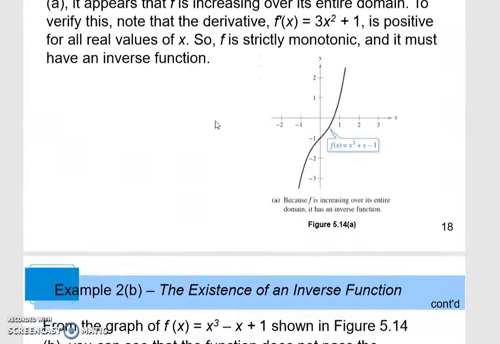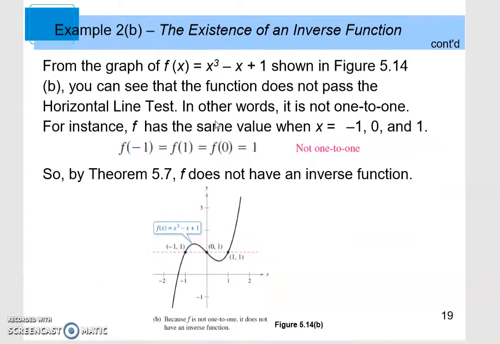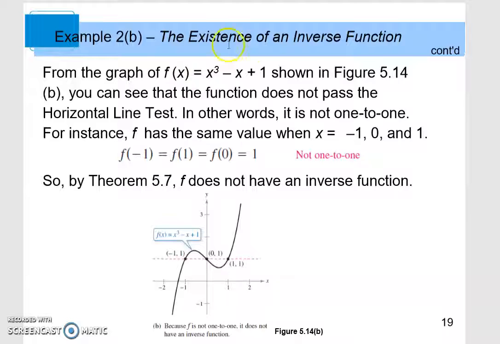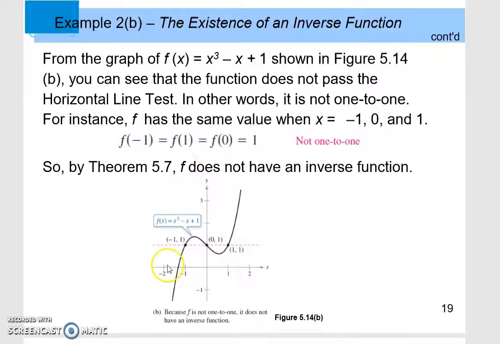Okay. So if we look at a different example, by taking another f where we just change this to a minus sign instead of a plus, if we draw that graph, you can see right here in this area, if we draw a horizontal line anywhere in this area, for example this one, we see the horizontal line hits it in 3 different places.